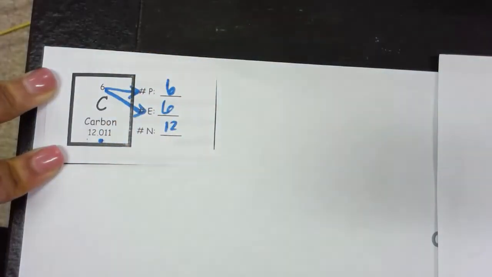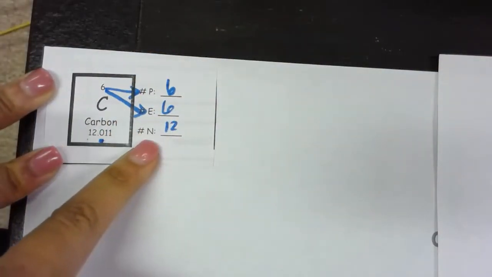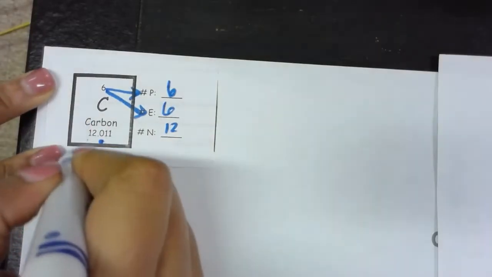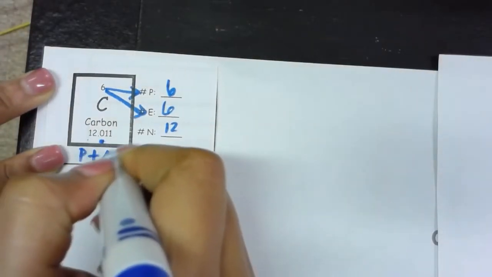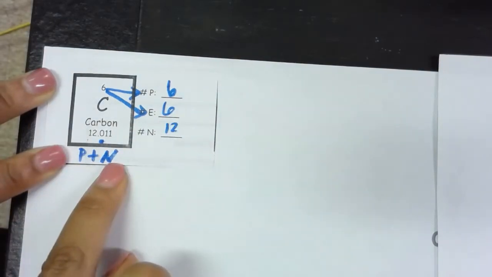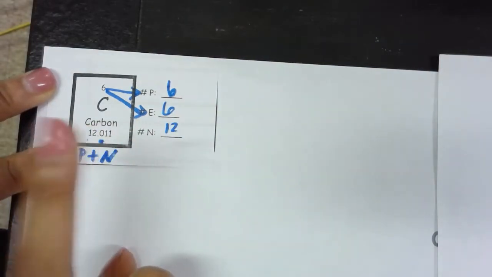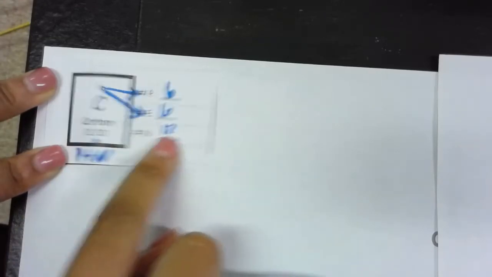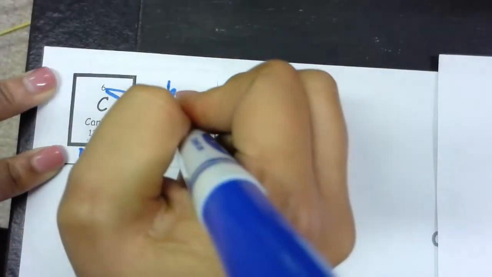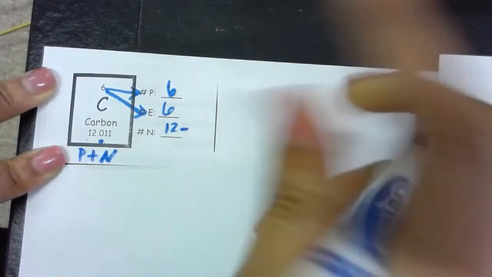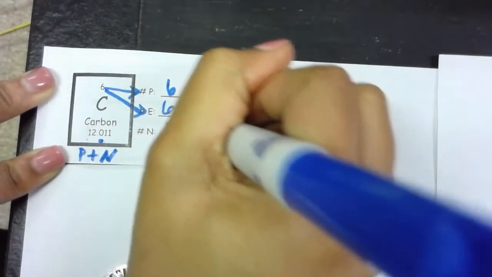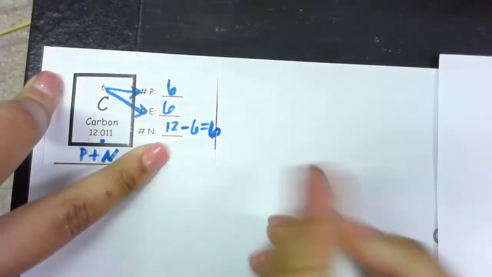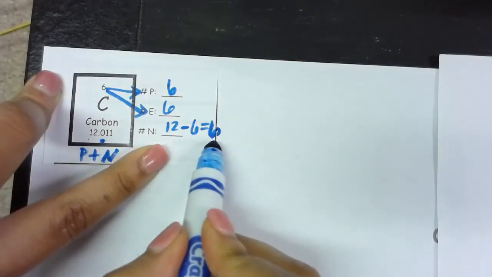I also need to subtract the amount of protons, because remember, the mass number gives me protons plus my neutrons. So in order to get the neutrons by themselves, I must subtract. So 12, which is the total mass, minus the protons, which is 6, gives me a total of 6. So I have 6 neutrons.